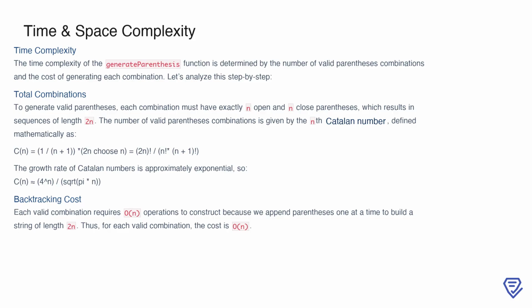Catalan numbers grow approximately exponentially, with the growth rate approximated by C(n) ≈ 4^n / (sqrt(pi * n) * n). Additionally, the cost of backtracking to generate each valid combination is proportional to the sequence length, which is O(n), since we append one parenthesis at a time to construct strings of size 2n.